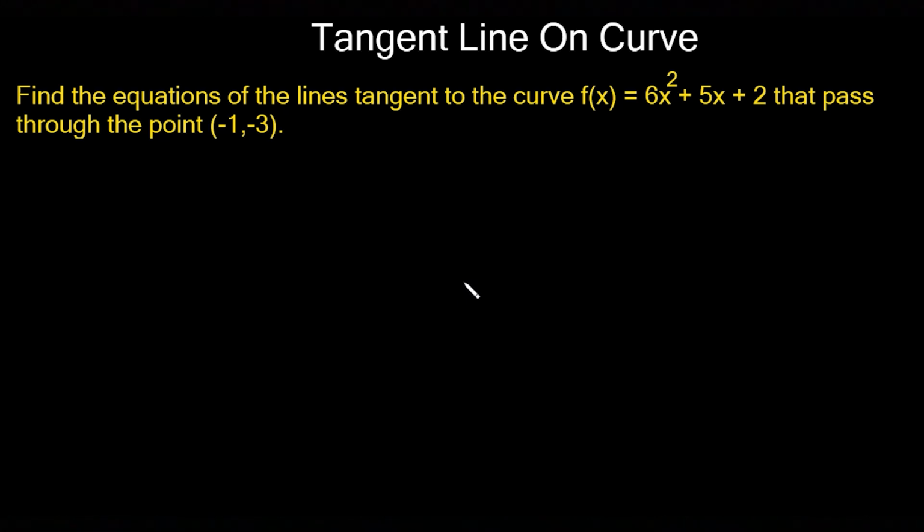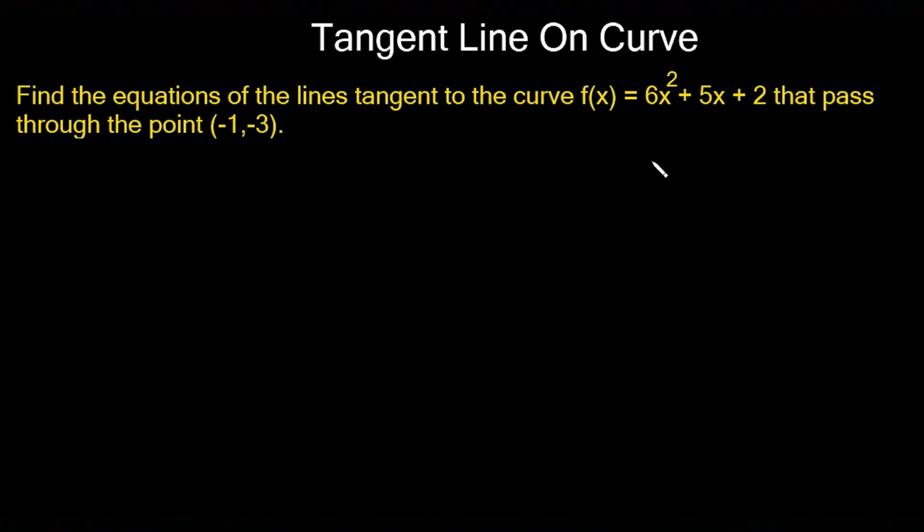Okay, so in this video, we're being asked to find the equations of the lines tangent to the curve f of x that passes through the point -1, -3. Now, we know that f of x is going to be a quadratic, and we're not told how many tangent lines we have here. So it could be 1, 2, we really don't know how many lines we have here that are going to be tangent to this curve and also passing through the point -1, -3.